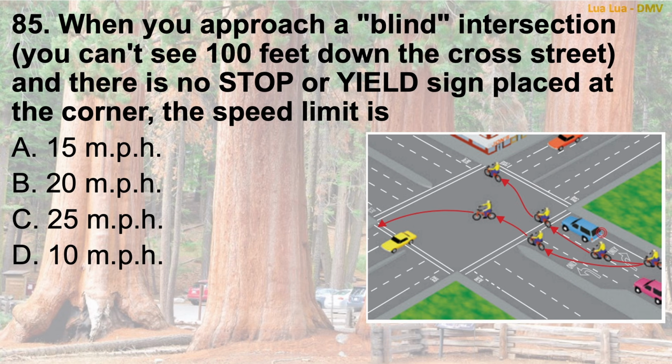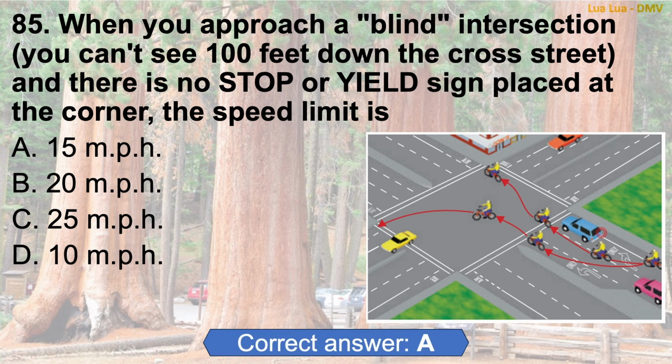Question 85. When you approach a blind intersection, you can't see 100 feet down the cross street, and there is no stop or yield sign placed at the corner, the speed limit is A. 15 miles per hour. B. 20 miles per hour. C. 25 miles per hour. D. 10 miles per hour. The correct answer is A. 15 miles per hour.